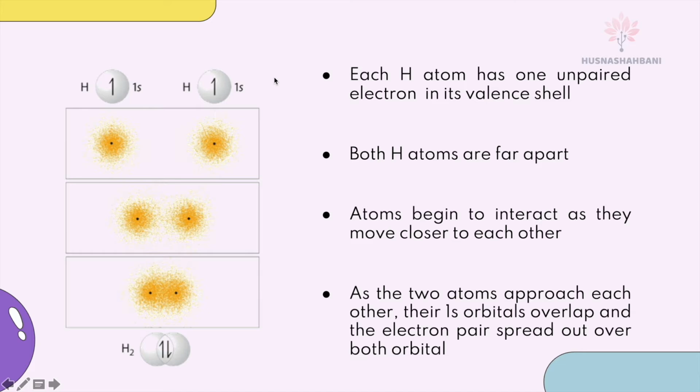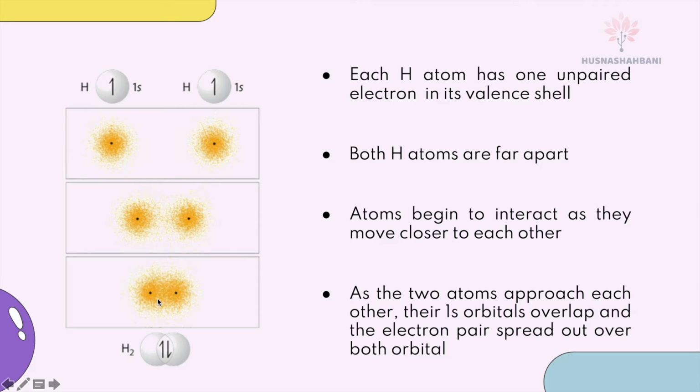Each hydrogen atom has one unpaired electron in its valence shell, because we focus on valence bond theory, so it's the valence shell. Both hydrogen atoms are far apart initially. Next, atoms begin to interact as they move closer to each other. As the two atoms approach each other, their 1s orbitals overlap, here is the orbital overlapping region, and their electron pairs spread out over both orbitals.